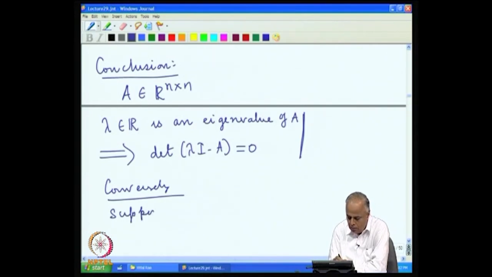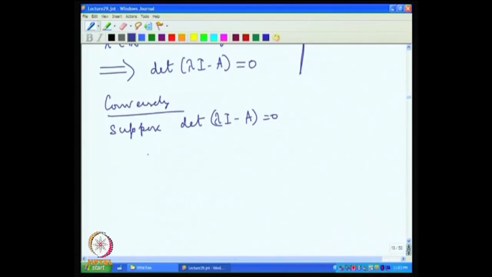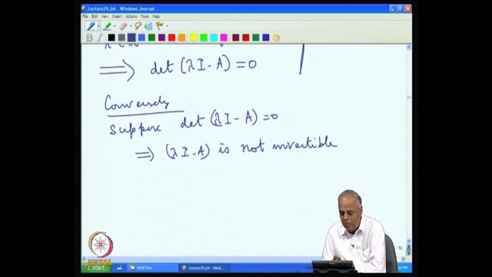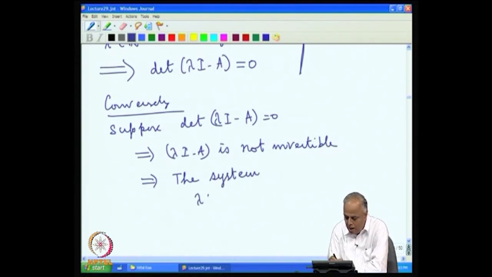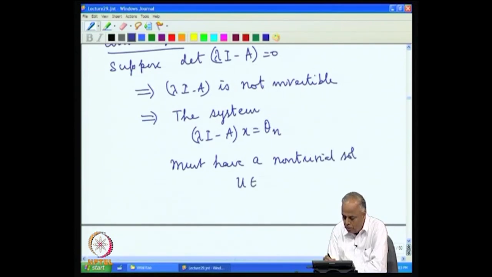Conversely, suppose determinant of lambda I minus A equal to 0. Determinant of lambda I minus A equal to 0 implies now the matrix lambda I minus A is not invertible, because the moment the determinant is 0, the matrix cannot be invertible. If this is not invertible, that means the homogeneous system lambda I minus A x equal to theta n must have a non-trivial solution u belonging to R n. When I say non-trivial, I mean u not equal to theta n.